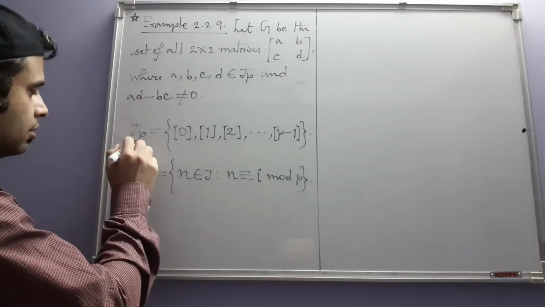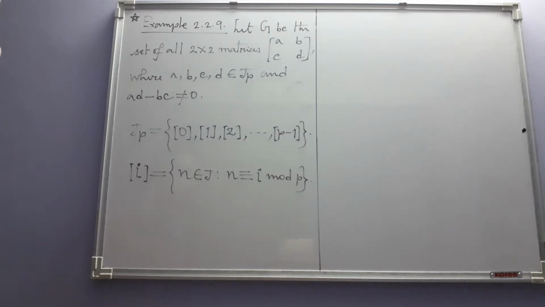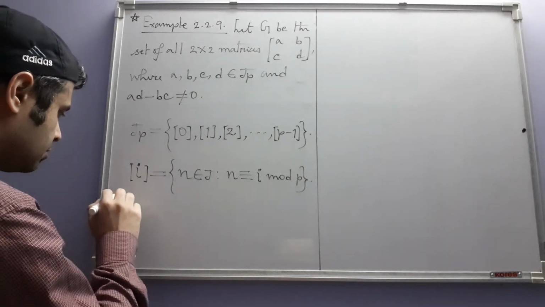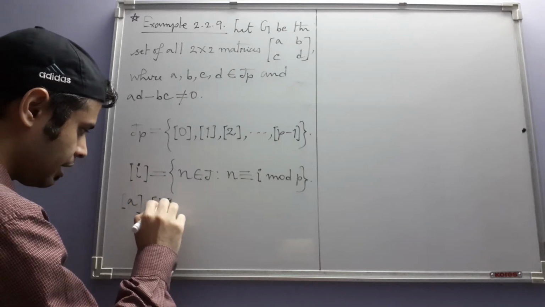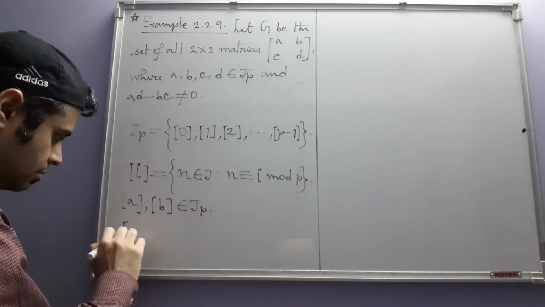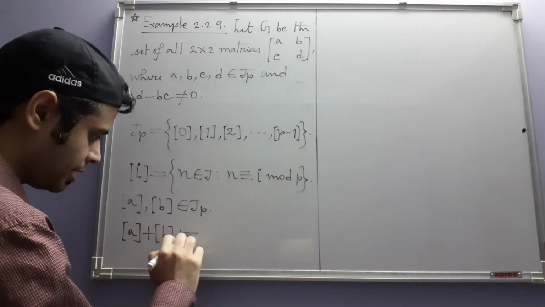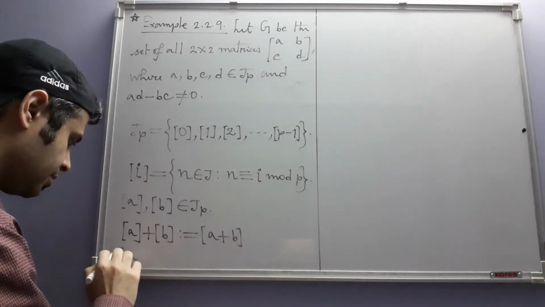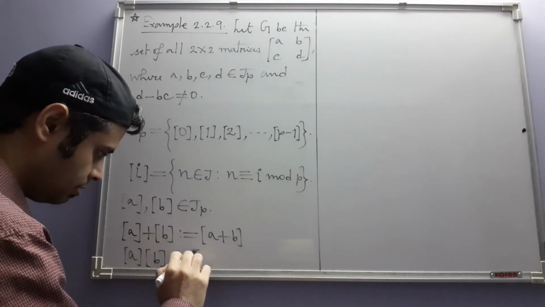Also, recall that in JP we defined an addition and a multiplication, and we called them addition modulo P and multiplication modulo P respectively. Their definitions were quite straightforward. If we had two congruence classes in JP, then addition modulo P by definition is just this, and multiplication mod P is defined to be this.